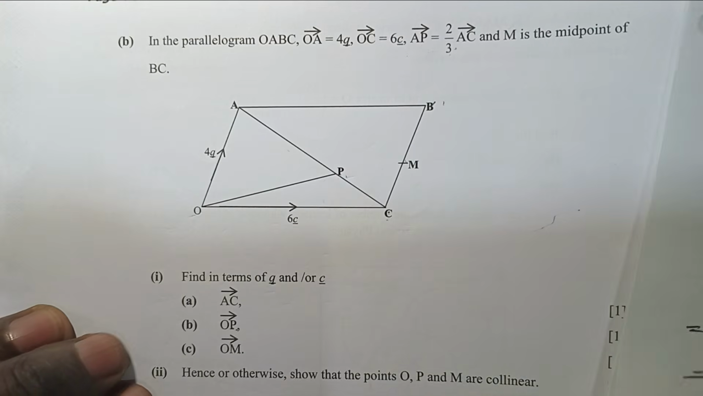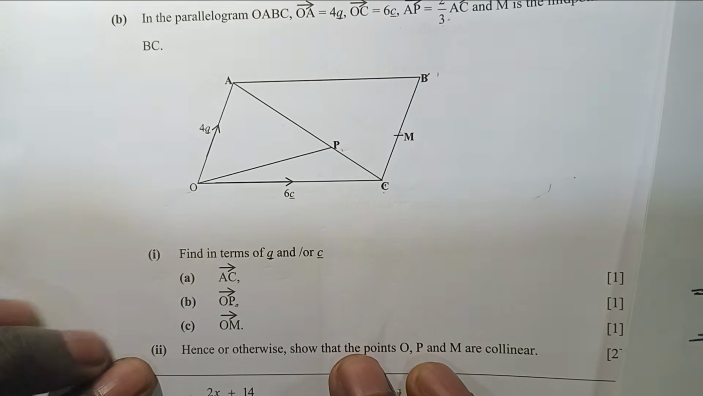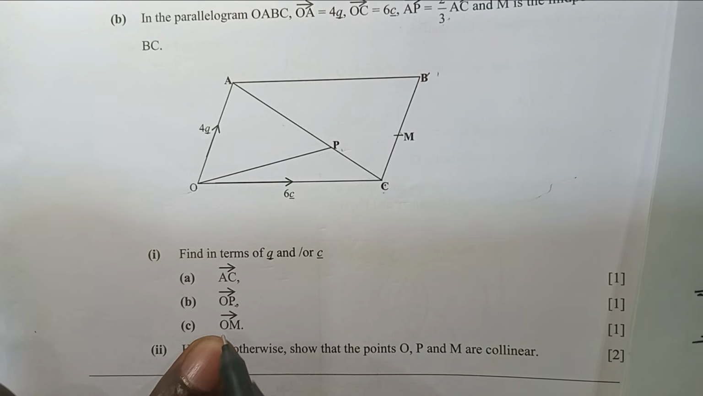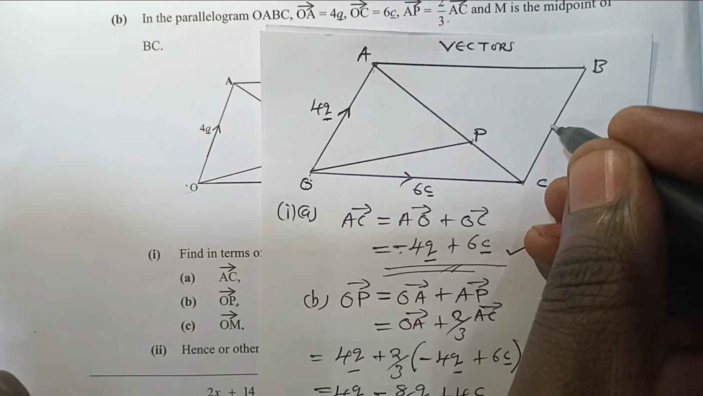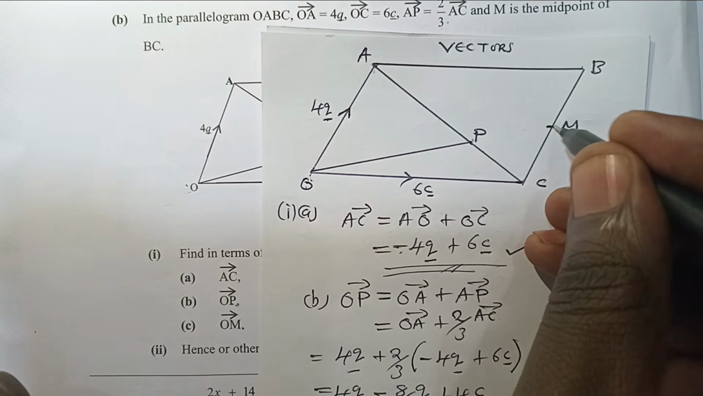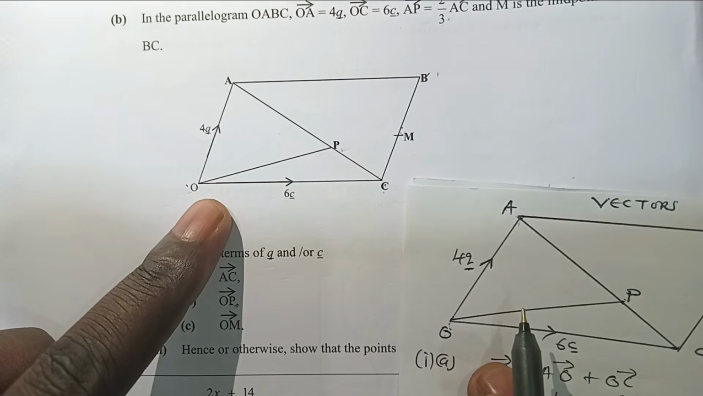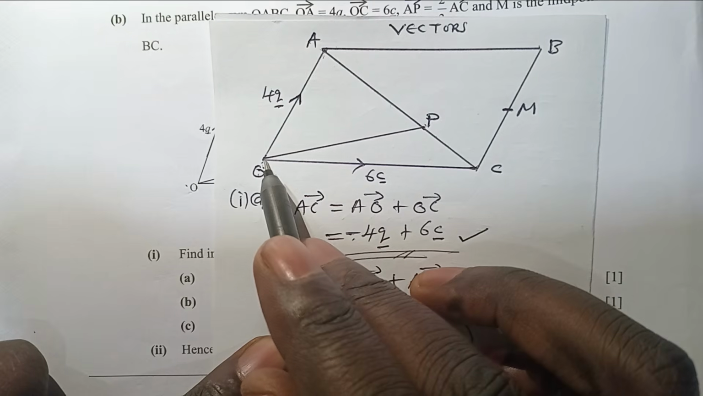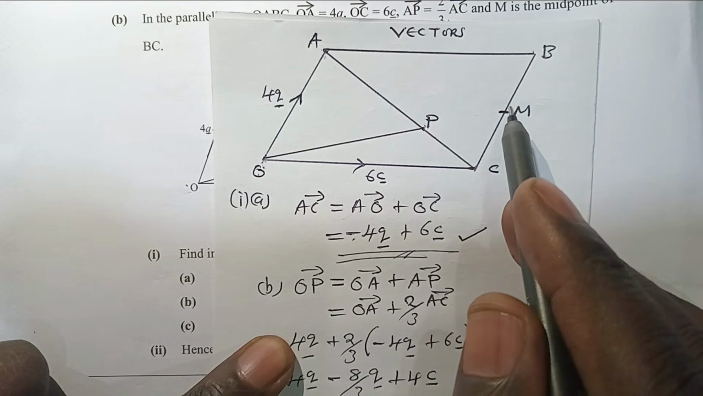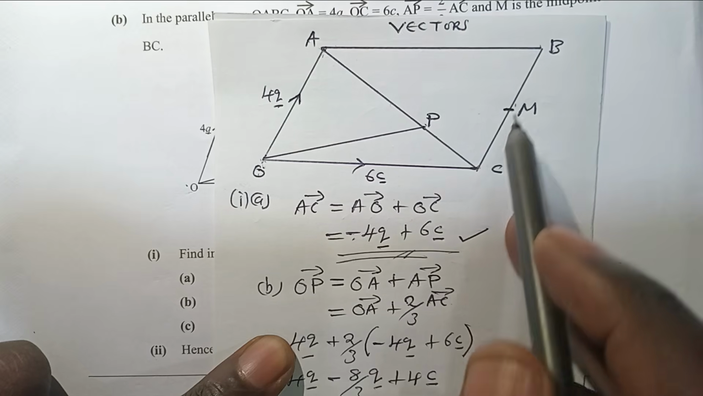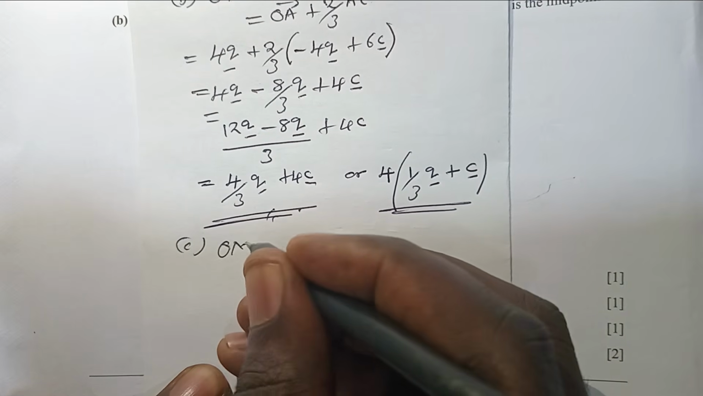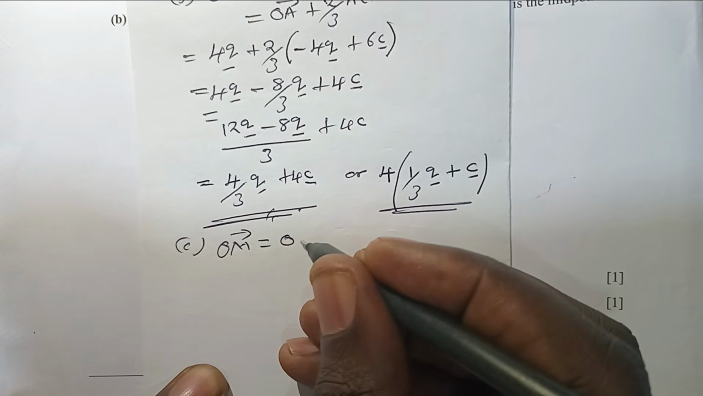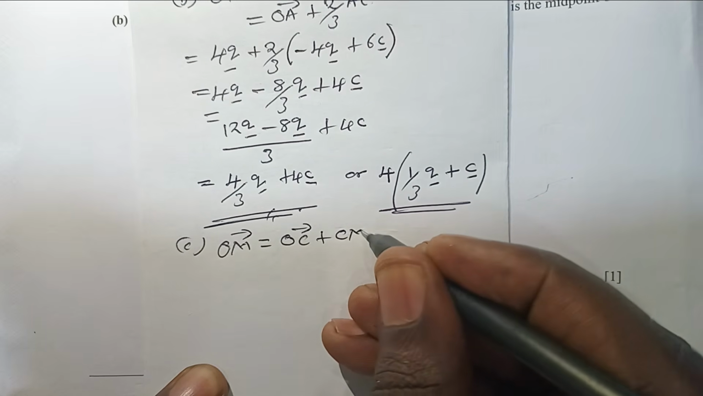Moving our attention to the other part of the question, it talks about finding the vector OM. So using this diagram here, M is the midpoint of BC. So it's supposed to be indicated here from the original diagram. So OM, starting at O, ending at M, we can take the route of OC plus CM. Okay, so for part C, the vector OM is equal to OC plus CM.